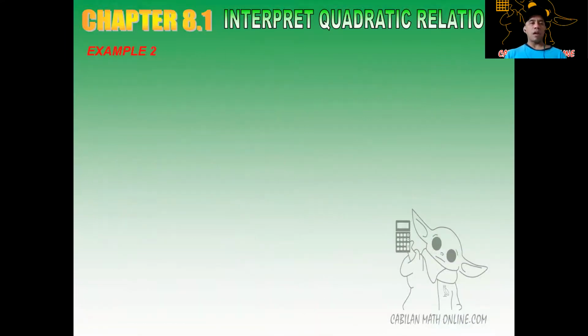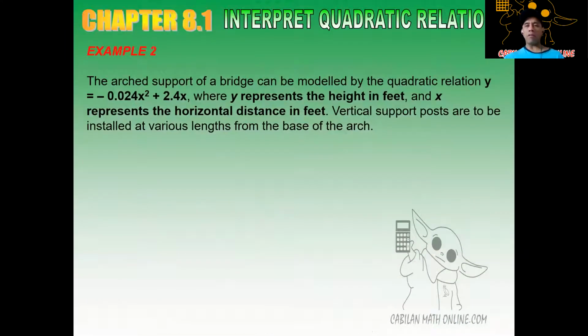Okay, so if you look at the second example here, we now have an equation to deal with. It says the arch support of a bridge can be modeled by the quadratic relation y equals negative 0.024x squared plus 2.4x. And it tells us here y represents the height in feet of the bridge, and x represents the horizontal distance in feet. And the vertical support posts are to be installed at various lengths from the base of the arch.